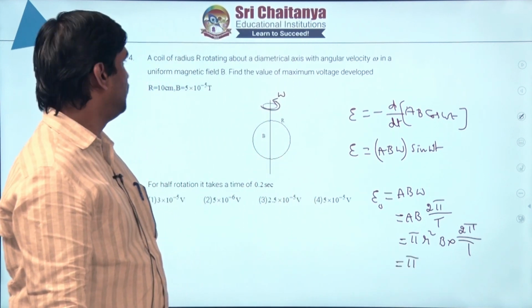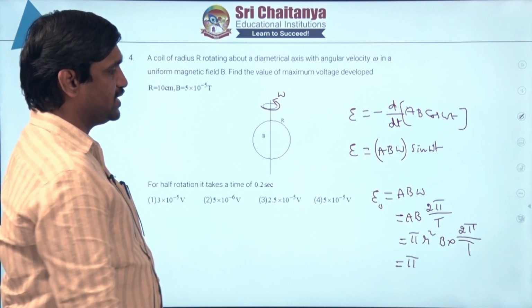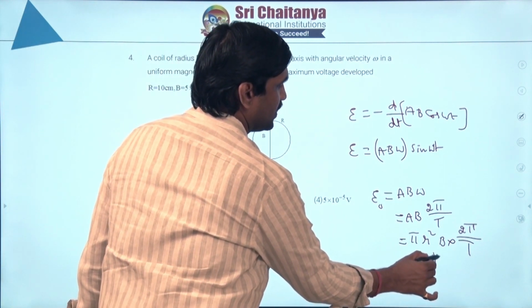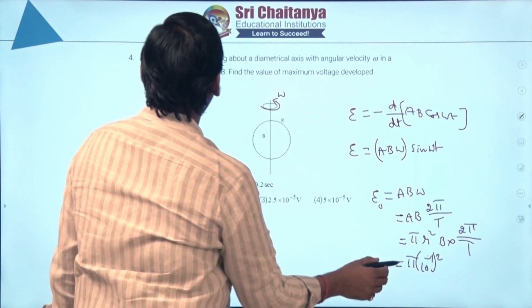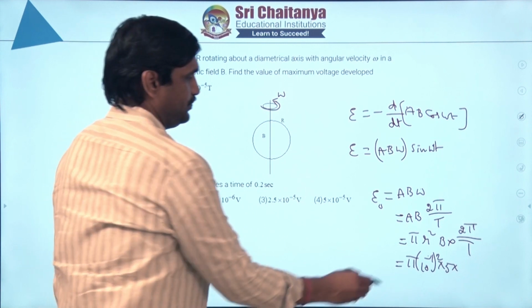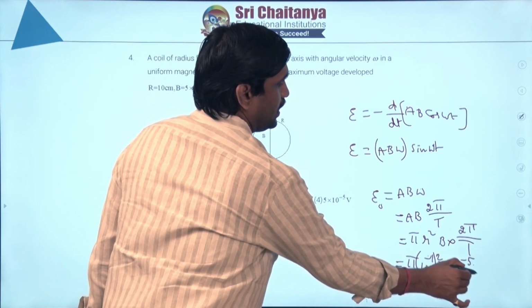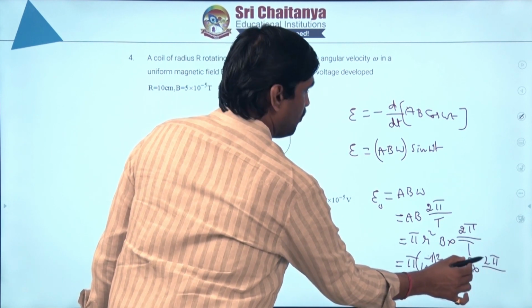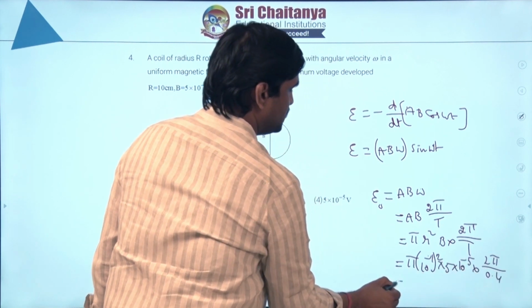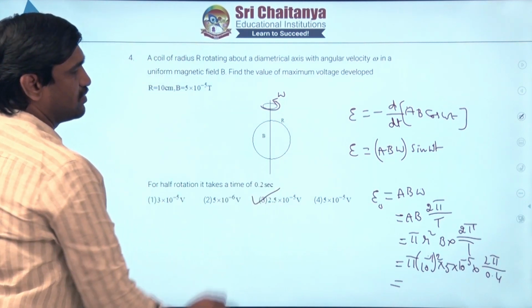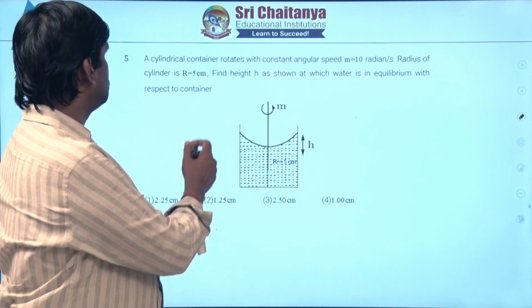Pi, radius 10 centimeters, that means (10 to the power minus 1 meter) whole square. B is given as 5 into 10 to the power minus 5, into 2 pi, total time period 0.4 second. By calculating, you will get the third option as the correct answer. Now, go to question number 5.